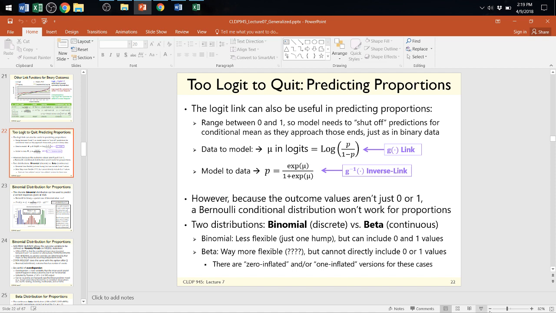So proportion correct type outcomes, that's what your homework's going to be about. They work the same to some extent. These are outcomes that are bounded. They can't go below 0, they can't go above 1. So the logit link works well for that, handling the same type of creating boundaries in your predicted outcomes. The catch then is what kind of distribution your proportions take.